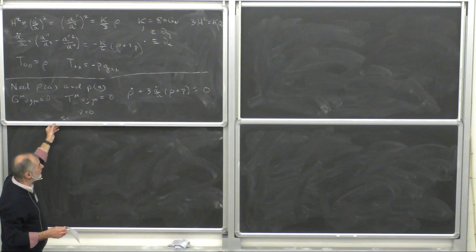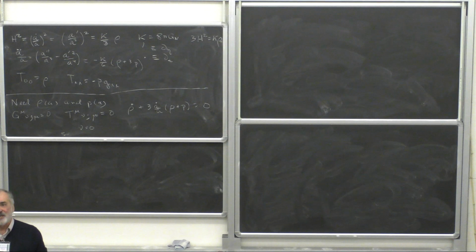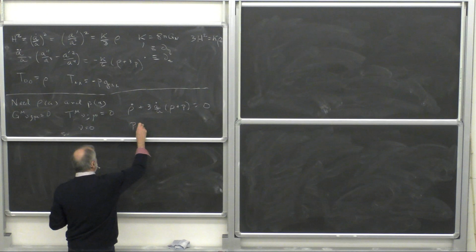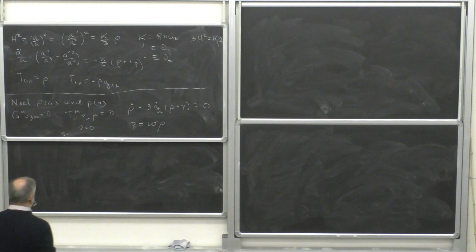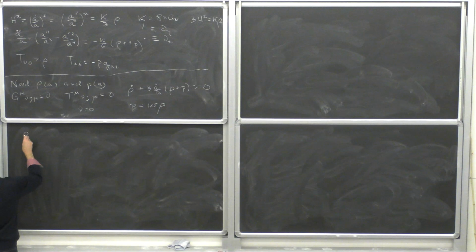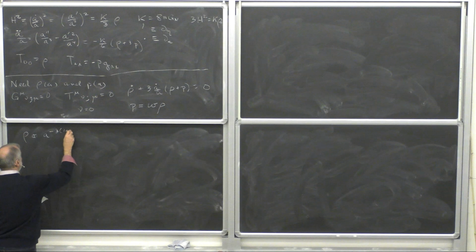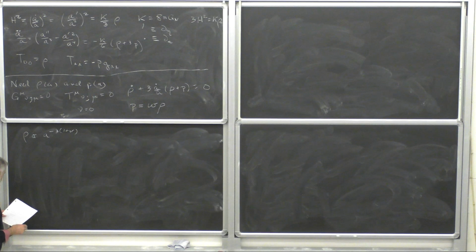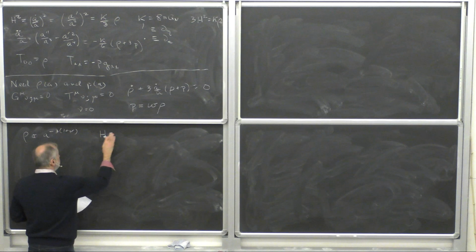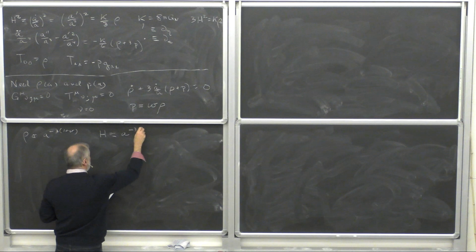So what we're going to do now is to make a simple assumption for the equation of state. We're going to say that the pressure is equal to some constant w times rho. And if we do this, we find that the energy density scales, I'll write this as proportional to A to the minus 3 times 1 plus w. So you replace P by w rho there. The energy density scales as A to the minus 3 times 1 plus w. And H, A dot over A, is proportional to A to the minus 3(1+w)/2.